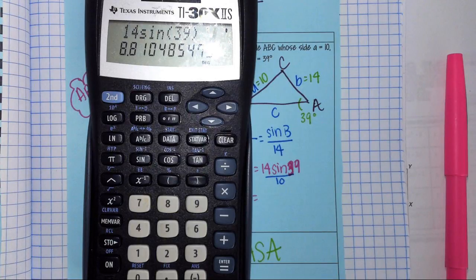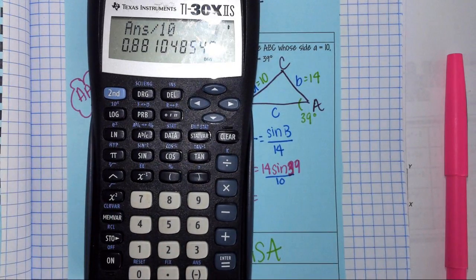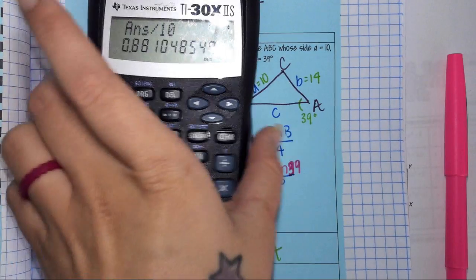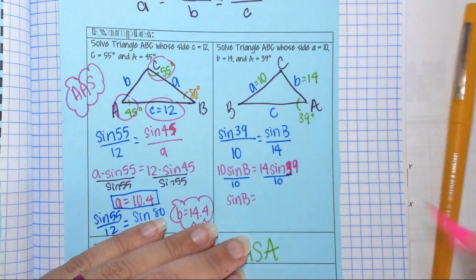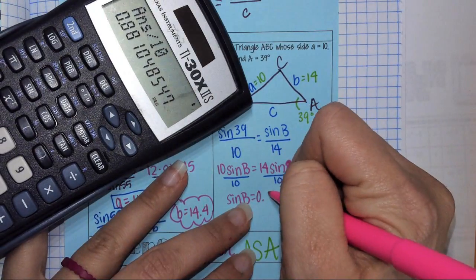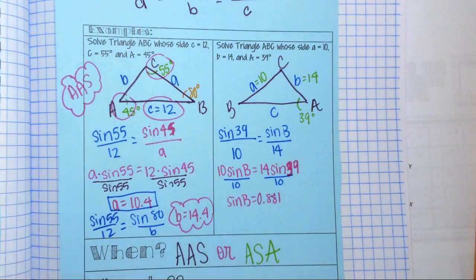8.81. We got that? Now what do I need to divide that by? Okay, so divide it by 10. Don't clear it after you do this. Did everybody get this? Yes. Okay. Now, I'm trying to find the sine of b. So we're going to write sine of b equals 0.881, right? But am I looking for the sine of b or the measure of angle b?